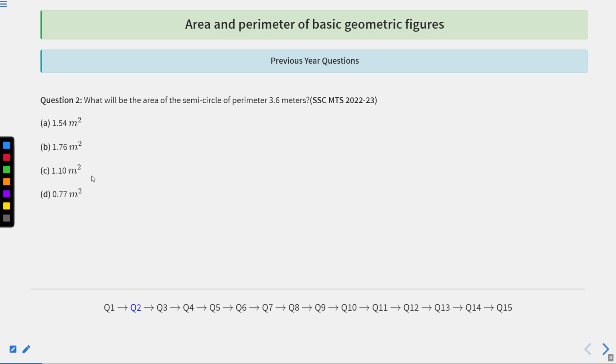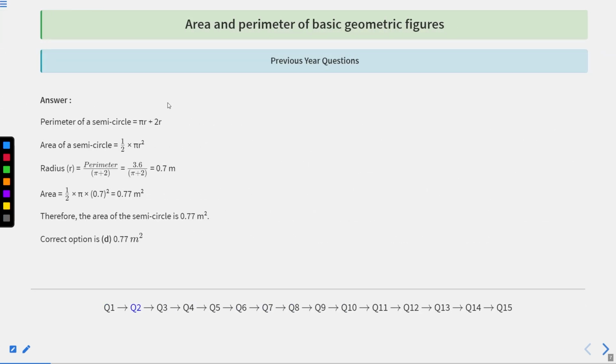Moving on to question number 2. What will be the area of a semicircle of perimeter 3.6 meter? So here a semicircle is given to us whose perimeter is known to us. And what are we asked to find out? We are asked to find out the area of that particular semicircle.